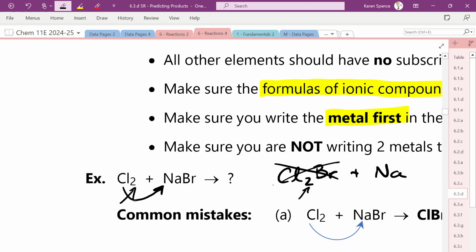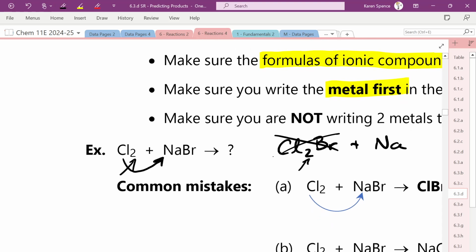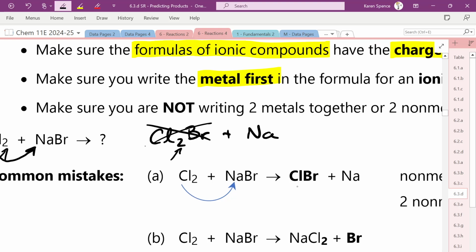So that's wrong. Plus, I just randomly threw this 2 in here because there was a 2 there. You cannot do that. The subscripts don't transfer across the arrow. Okay? I can't do it without the subscript either. That's also no good. I cannot have two nonmetals together.